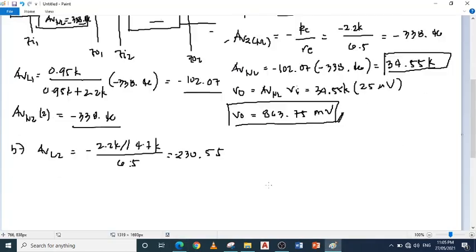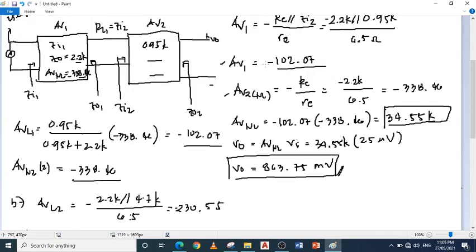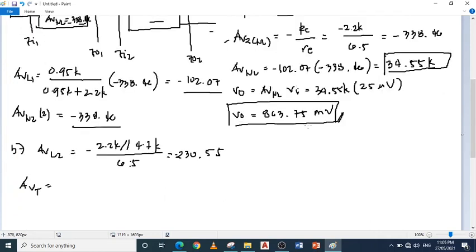So, the overall gain is just the same kung paano ginawa natin dun sa letter A. So, yung total natin, AVT since loaded naman na yan. So, yung AV1, siya pa rin ang kukunin natin kasi loaded naman na siya, di ba? Hindi magbabago, sabi ko nga kanina. So, negative 102.07 times. Ito lang magbabago yung sa stage 2 natin. So, negative 230.55.